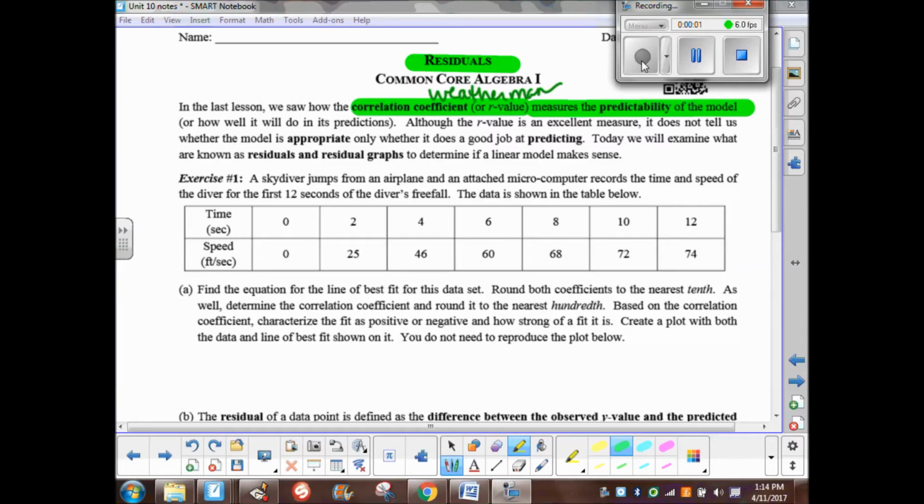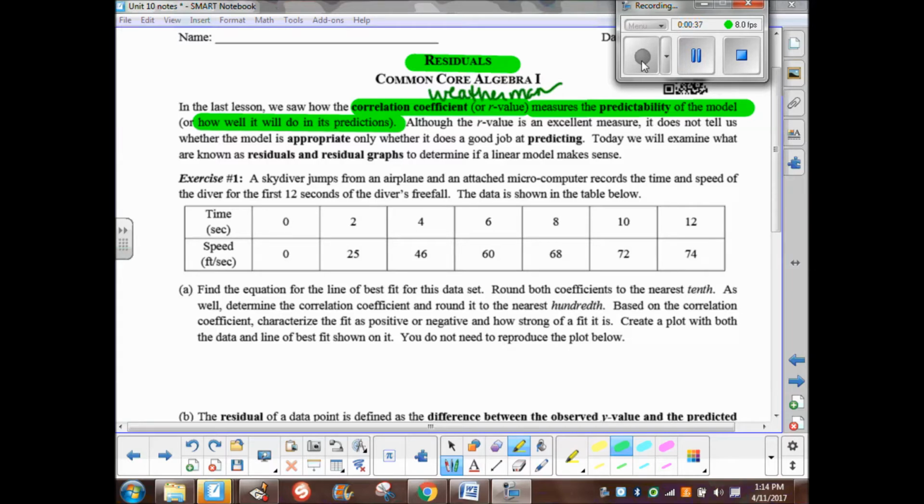So residuals. Correlation coefficient, our R value that we talked about yesterday, that's that weatherman, okay? The predictability of the model, or how well it will do in its predictions. So the closer that R value is to 1, or the closer the R value is to -1, the better the predictability, the better that model does in predicting things, okay? Think about, like I said, that weatherman. If they had an R value close to 0, I wouldn't trust them in their predicting the weather.